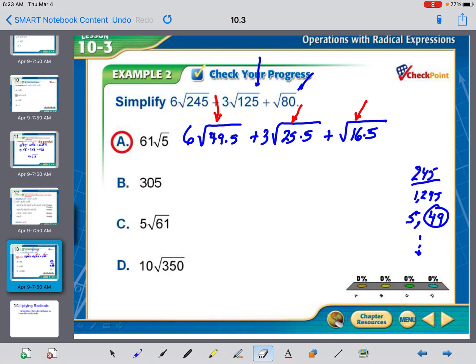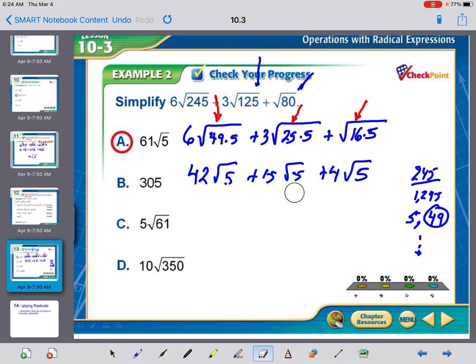So the square root of 49 is 7. Put it with the 6, you get 42 times the square root of 5. Square root of 25 is 5. Put it with 3, you get 15 times the square root of 5. Square root of 16 is 4. There's a 1 out here. That's all. 1 times 4.